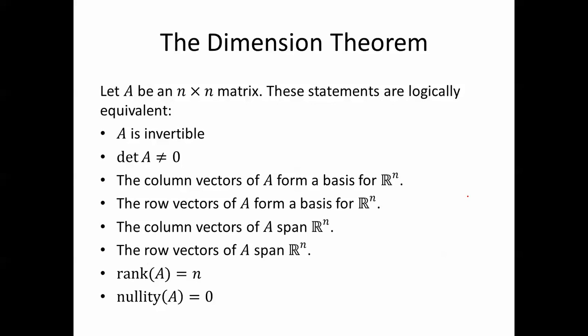The column vectors of A form a basis for Rn. The row vectors of A form a basis for Rn. The column vectors of A span Rn. The row vectors of A span Rn. The rank of A is n. The nullity of A is 0.